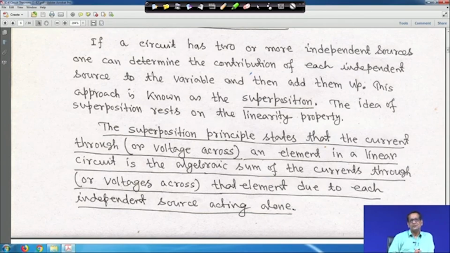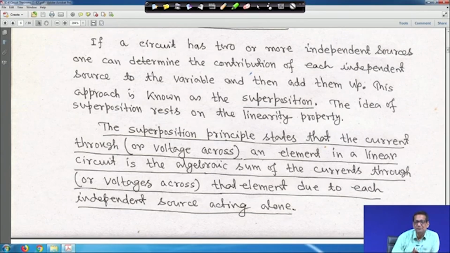The idea of superposition rests on the linearity property, right. The superposition principle states that the current through or voltage across an element in a linear circuit is the algebraic sum of the current through or voltage across that element due to each independent source acting alone, right. Whenever you are applying superposition, you consider only one independent source at a time.